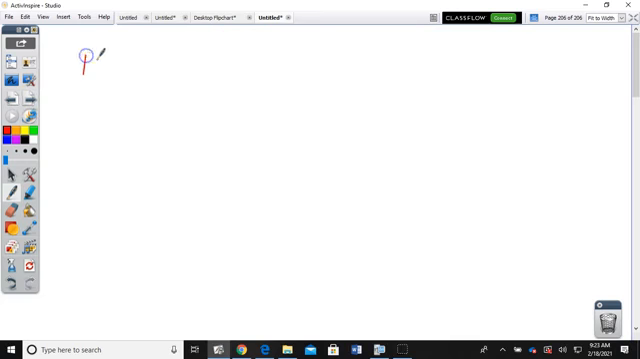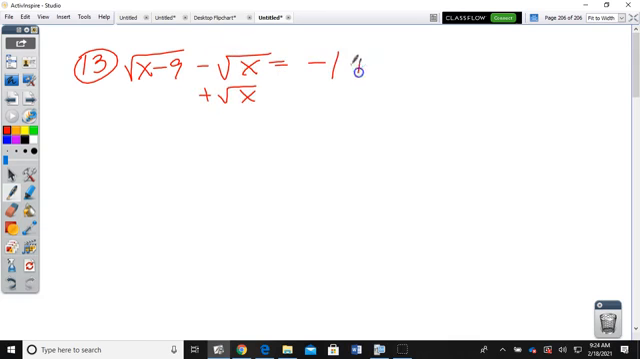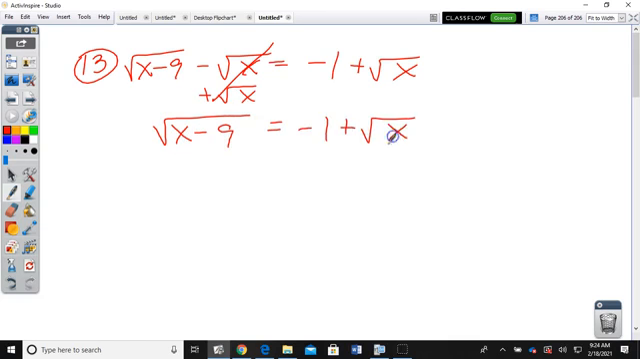13, just like number 12. So I am going to move my square root of x over. It's a negative square root of x. It is, but when I move it, it's positive. Okay. What do I do now? Square both sides.